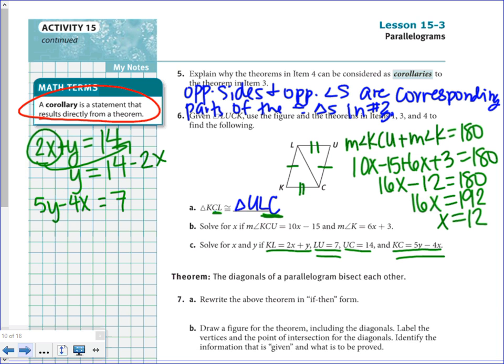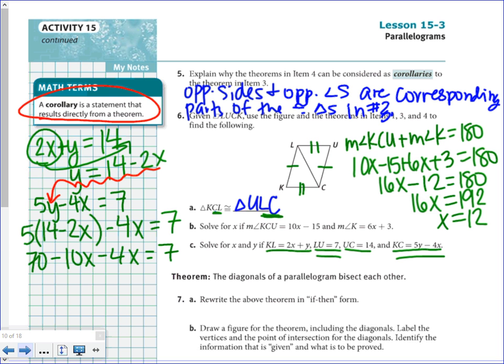Then I can take this y value and replace the y in the other equation. So instead of saying 5y, I can say 5 times 14 minus 2x, because that's what y equals. You can just replace them. And then I have minus 4x equals 7. So then you distribute to get 70 minus 10x minus 14x equals 7. Combine like terms to get 70 minus 14x equals 7.